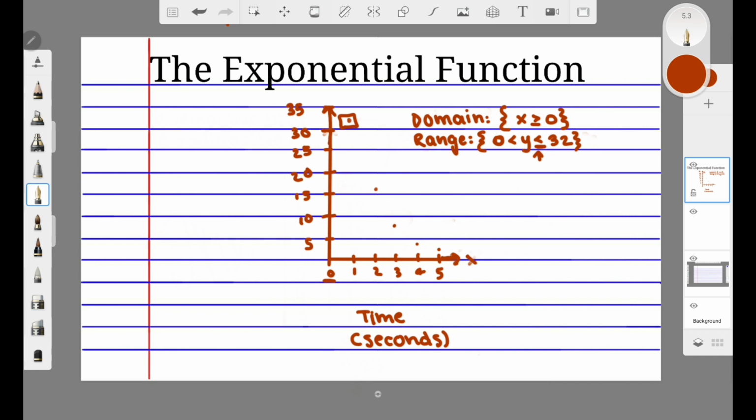So when we talk about an actual function for this situation, we have f of x is equal to, first you write the initial value that you were given, which was 32 in this case, and then half to the power of x, and x is your time, either in seconds or if you're taking it in hours or days or years.